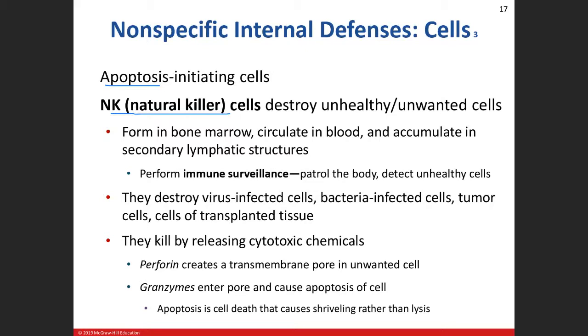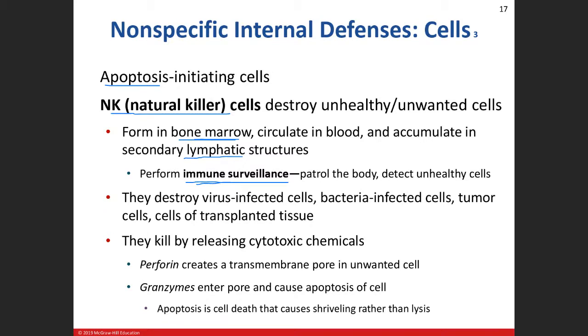Like our other leukocytes, they're formed in the bone marrow. Then they circulate throughout the blood, but if they're not on patrol, quote unquote, they spend a lot of time in the secondary lymphatic structures. What are those? Lymph nodes, spleen. We'll talk about some of the secondary lymphatic structures more in lab. So think of them as surveilling the body, just rolling around, checking stuff out, making sure that the cells there are supposed to be there.